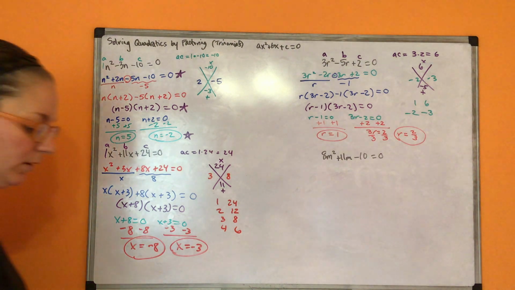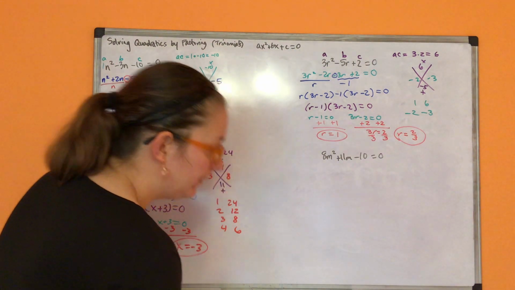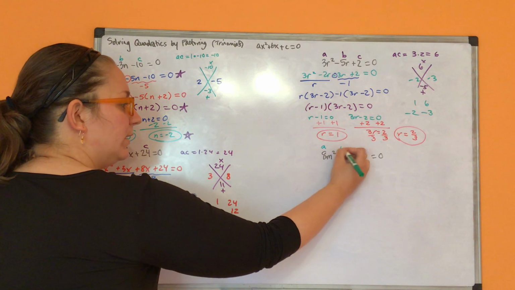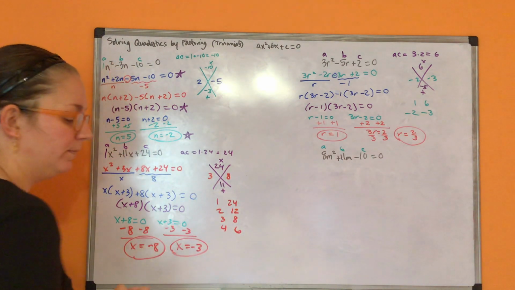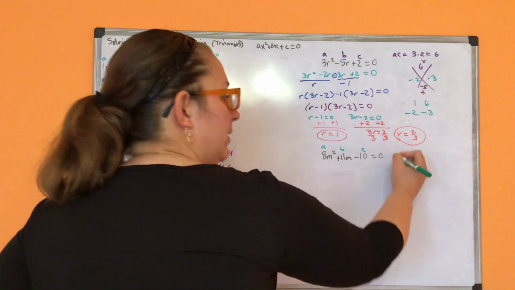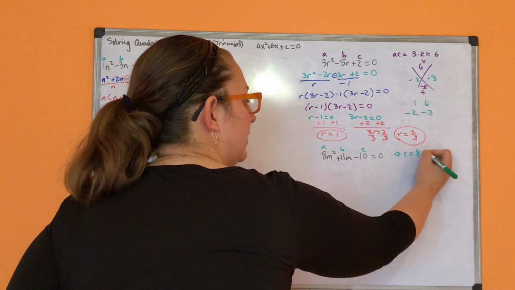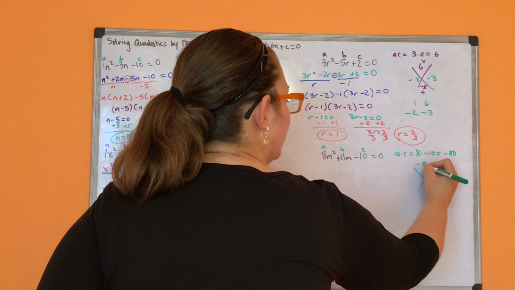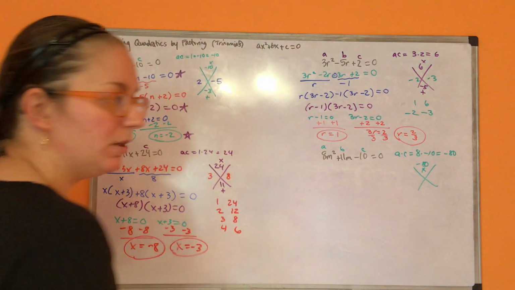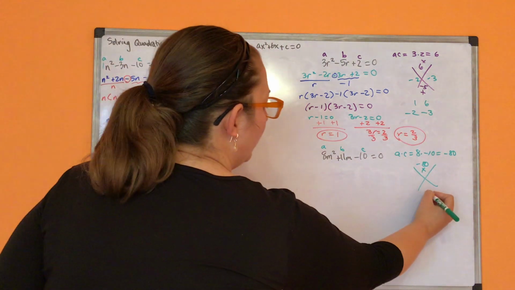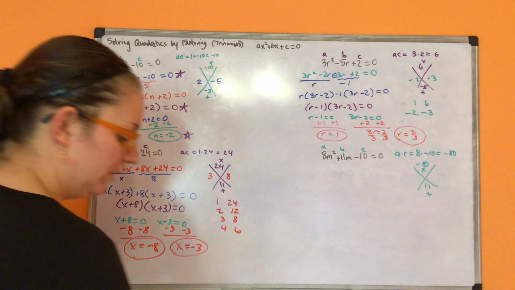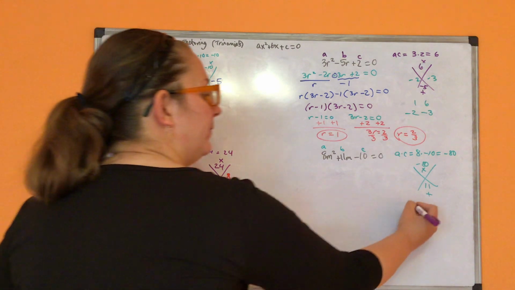One last one, and we'll call it a day for this video at least. So this time A is 8, B is 11, C is -10. A times C is going to be 8 times negative 10, which is negative 80. So I'm looking for two numbers that multiply to negative 80, but add up to my B number, which is 11.